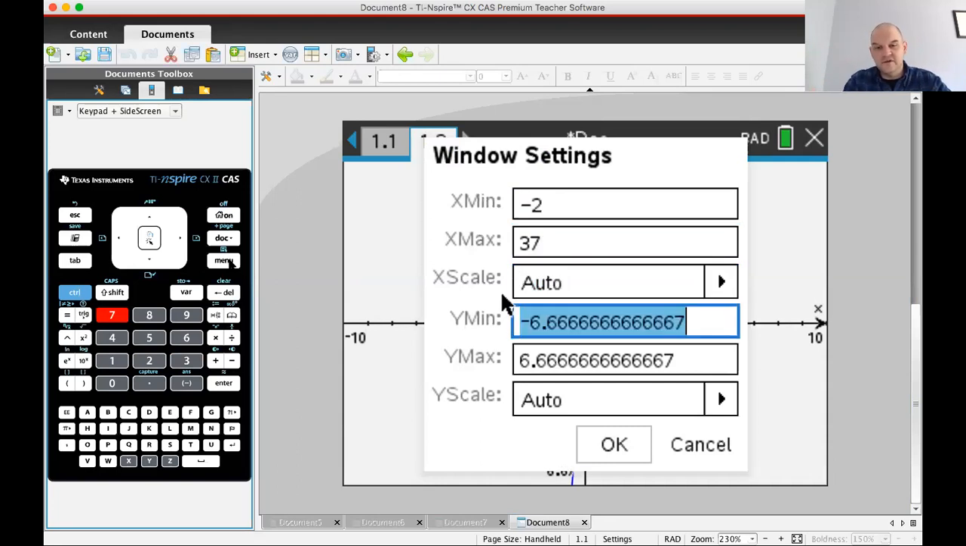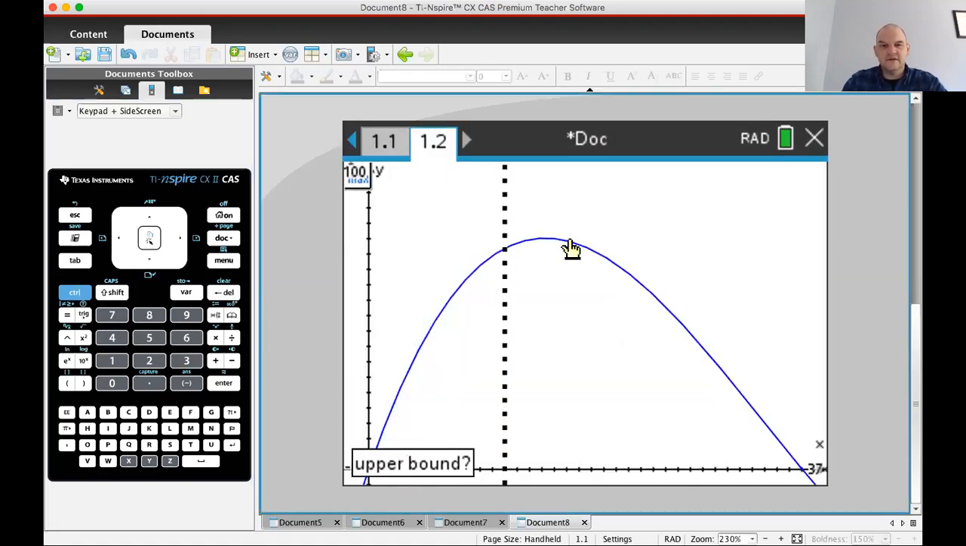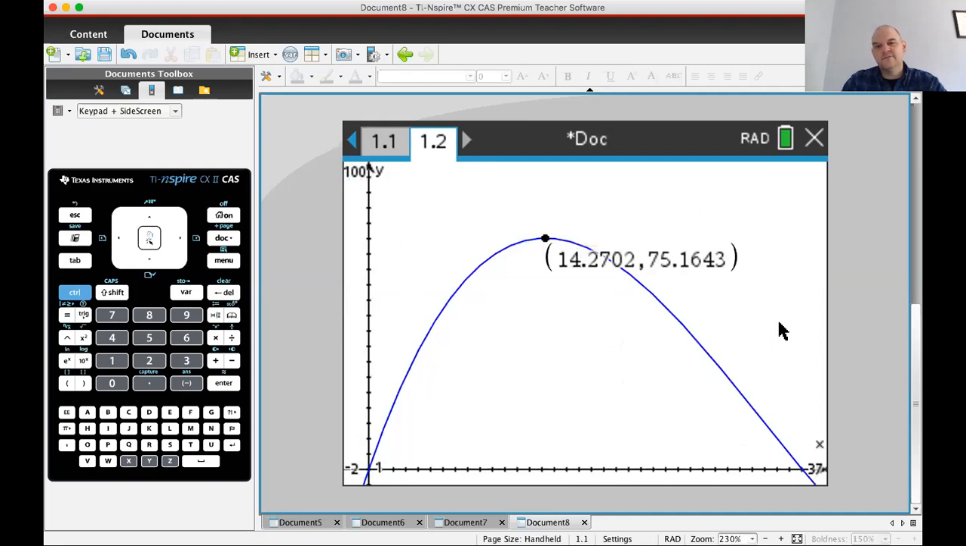I really don't know what to do here. I'm going to go -5 to like 100, and if that's enough, good. If it's not, I'll change it again. That's pretty good. Okay, so I'm looking for the maximum of this, so I could just use menu 6, 3, and then click, drag, and click. Okay, so I get that.